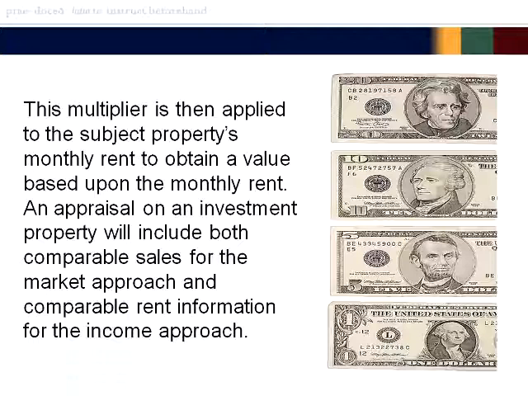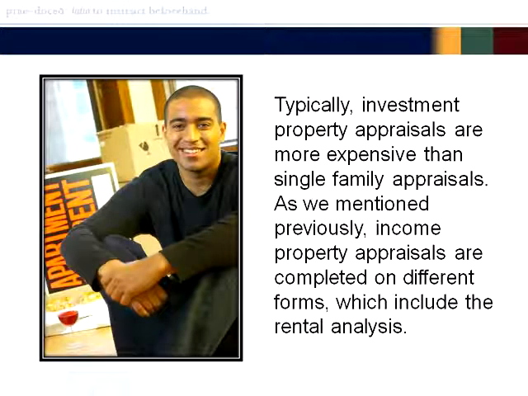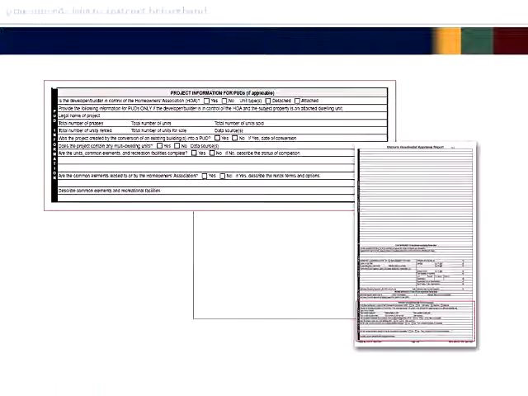An appraisal on an investment property will include both comparable sales for the market approach and comparable rent information for the income approach. Typically, investment property appraisals are more expensive than single-family appraisals. As we mentioned previously, income property appraisals are completed on a different form, which includes the rental analysis.